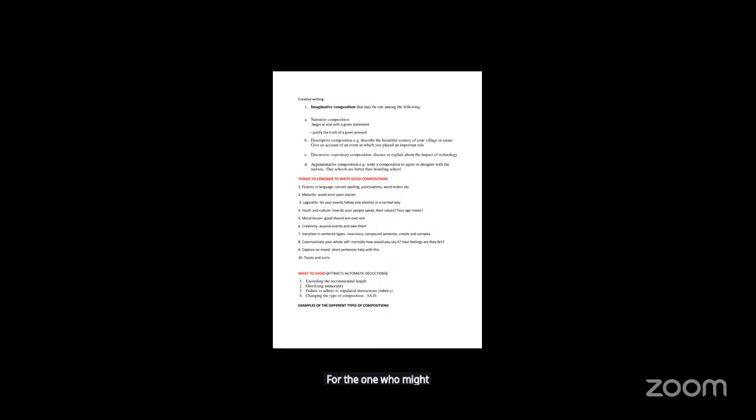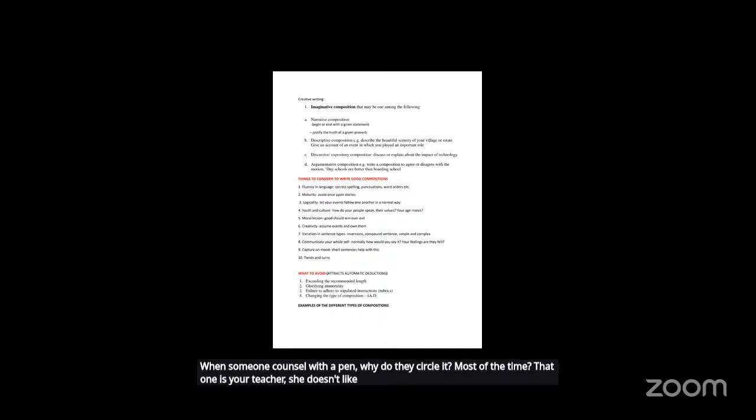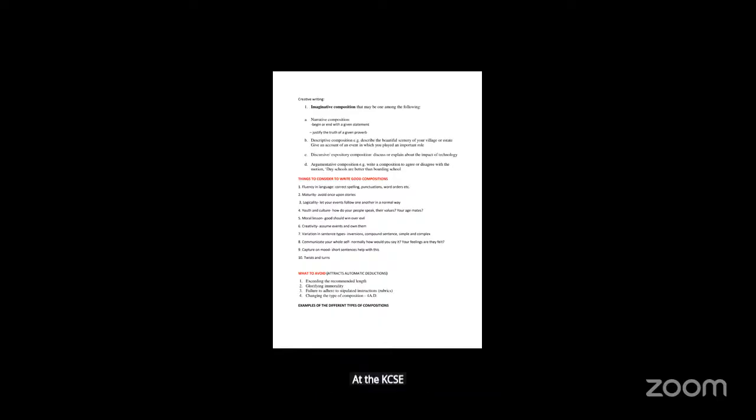Someone now asks, I answer this concern. When someone cancelled with a pen, why do they circle it most of the time? That one is your teacher. She doesn't like dirty work. At the KCSE level, we don't circle it at all. We write it. In fact, it is not me who writes it, it is my supervisor in the green pen. I pass that paper to my supervisor and she writes COW. COW is not a cow. It means candidate's own work.